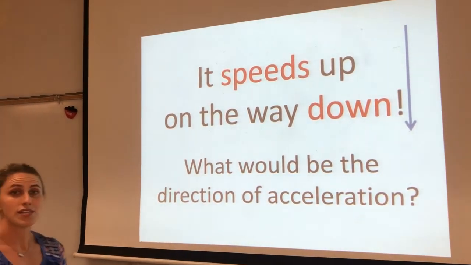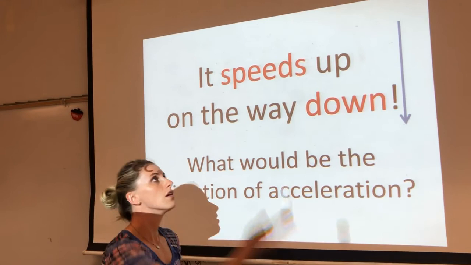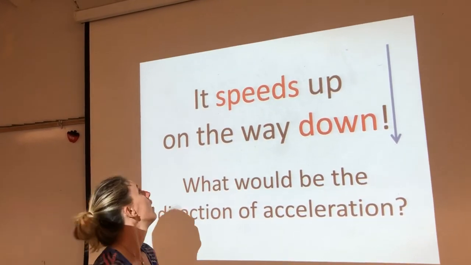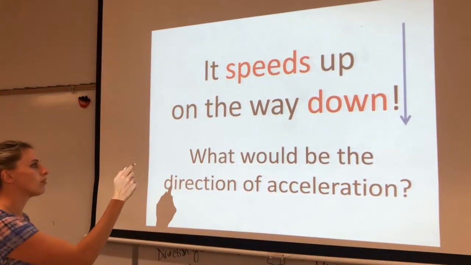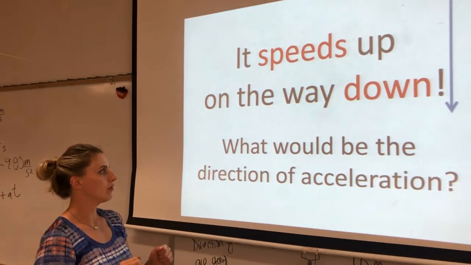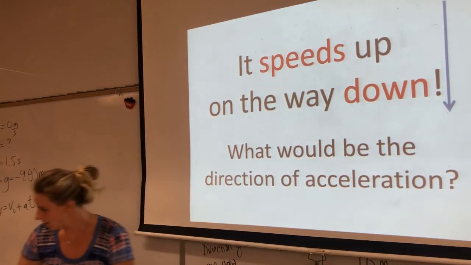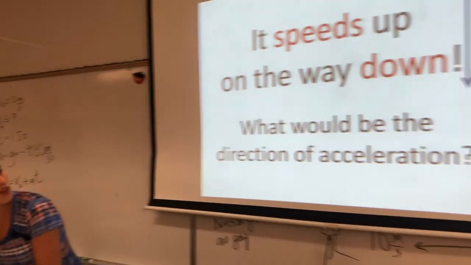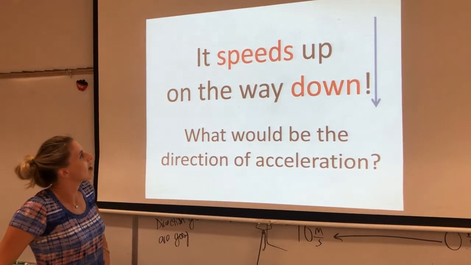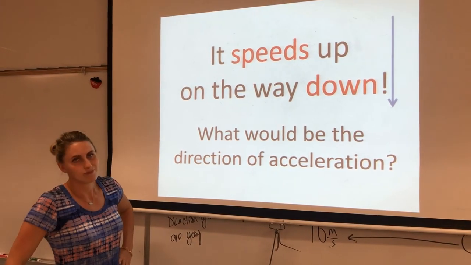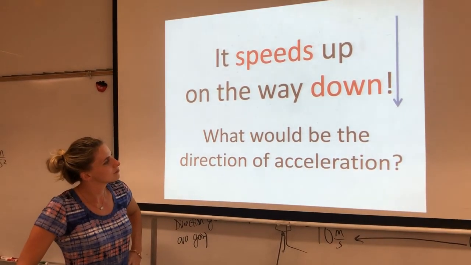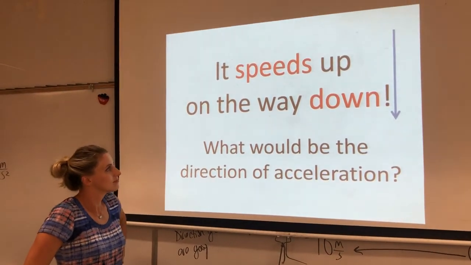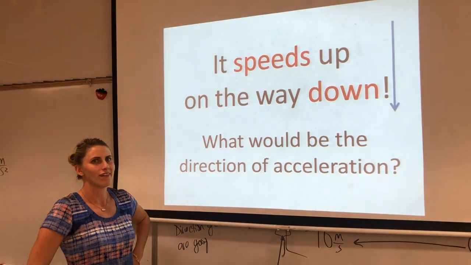Okay. Oh, what's happening on the way down? So it's slowing down on the way up, and on the way down it speeds up. Yeah, it's speeding up on the way down. That's kind of like hitting the gas pedal. What would be the direction of the acceleration? Gas pedal's the same direction. So the acceleration would be down. That means on the way up, where it's slowing down, the acceleration is down. And on the way down, where it's speeding up, the acceleration is still down. So it's always down. Yeah.